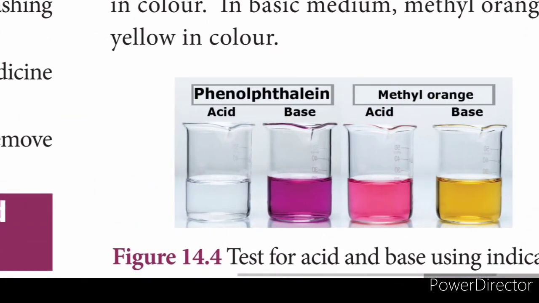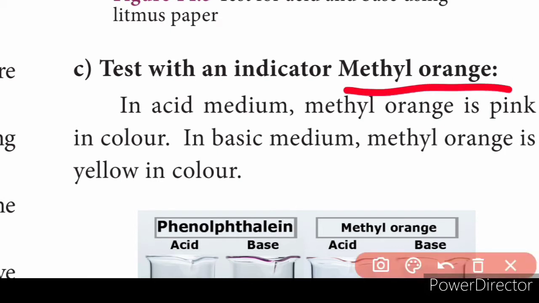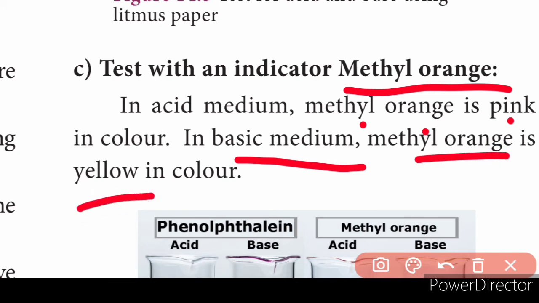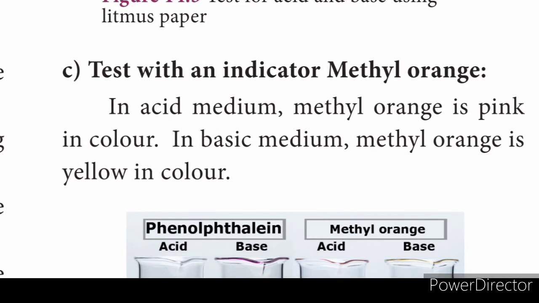Then the last test is the test with an indicator, methyl orange. The first indicator we saw is phenolphthalein. The next indicator is methyl orange. In acid medium, methyl orange turns from orange into pink, whereas in base medium, methyl orange is yellow in color.